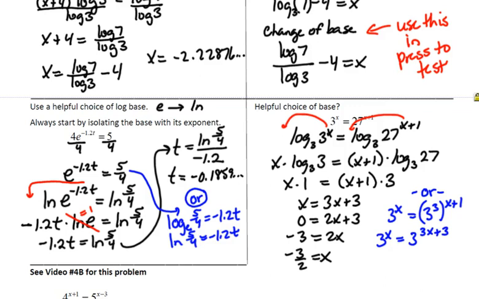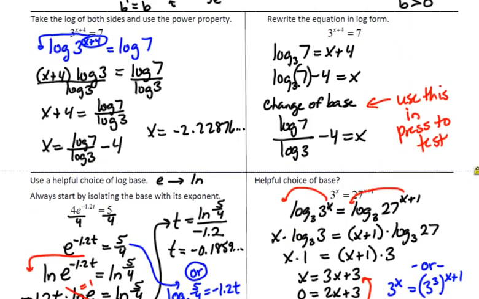Now I notice that these are the same base, and so if they're the same base and the two expressions are equal to each other, the exponents must be equal. So x has to equal 3x plus 3, and then I can finish solving. So then I'm right where I was before, and I can finish solving. So those are two different strategies if you notice that the bases are powers of the same number. Now I could actually have used this strategy with a helpful choice of base with any problem.